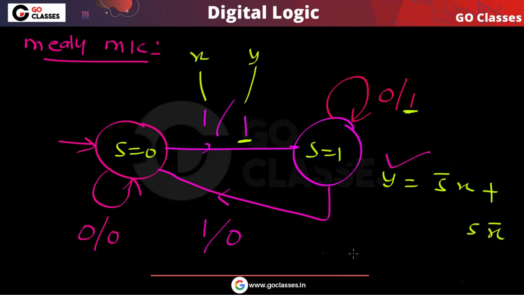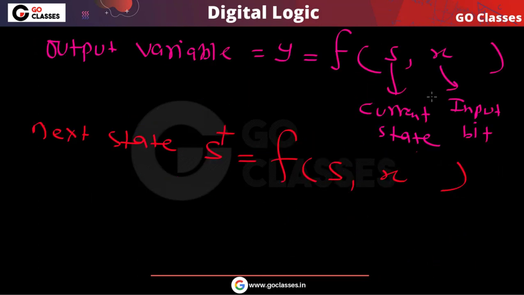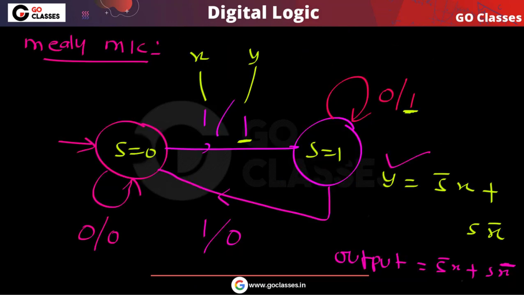Like this you can write the output equation. So finally, I can say that this will be your output, where s is the current state and x is the input bit. Similarly, you can also write the next state equation. What will be the next state equation? Just focus on when the next state will become 1. Just focus on how you can make the next state 1.